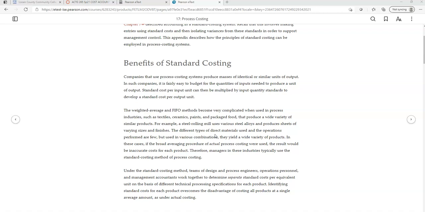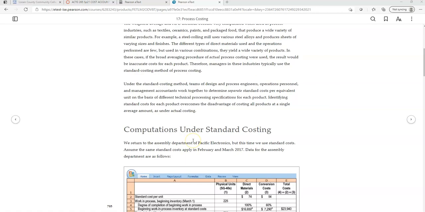So therefore, we typically want to use the standard costing method of process costing. What we're going to do is identify a standard cost for each product, and that will help overcome and get us away from the disadvantage of costing all products at a single average amount under actual costing.